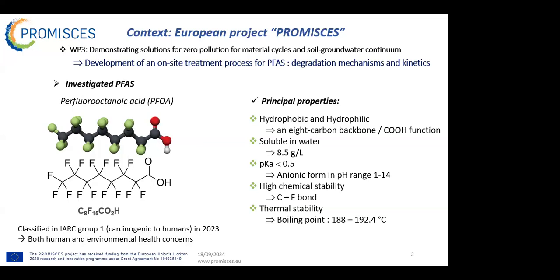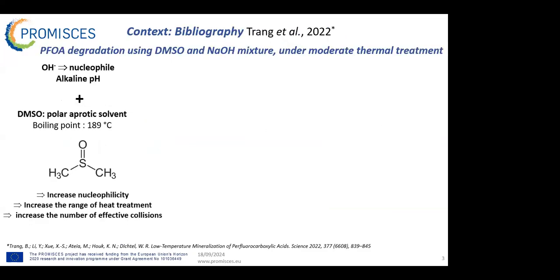So it has both human and environmental health concerns. It is hydrophobic due to the 8-carbon backbone and hydrophilic due to the COOH function. It is very soluble in water, up to 8.5 grams per liter. Its pKa is under 0.5, so it is under an anionic form in the pH range from 1 to 14. It has a high chemical stability due to the C-F bond, and a high thermal stability. Let us note that its boiling point reaches 190.